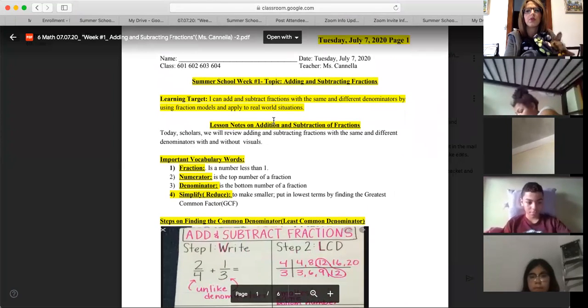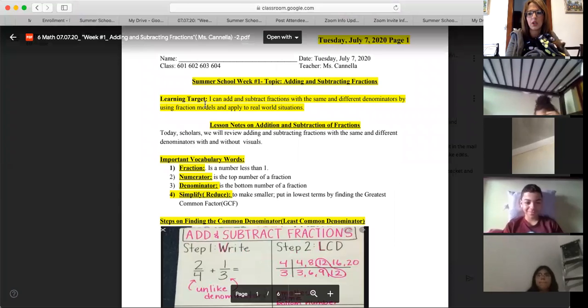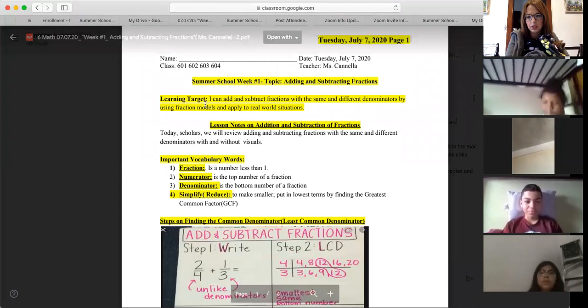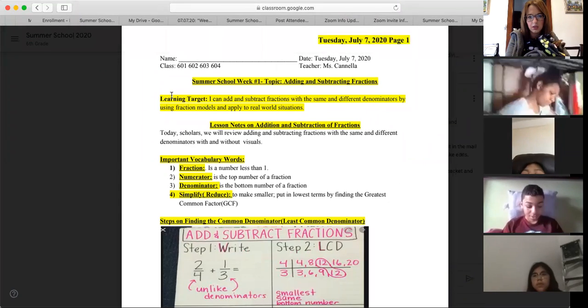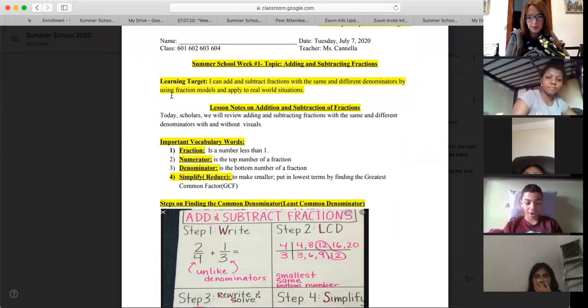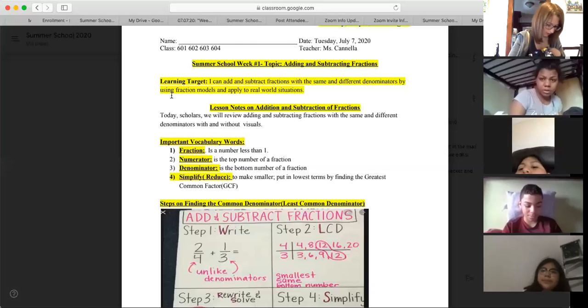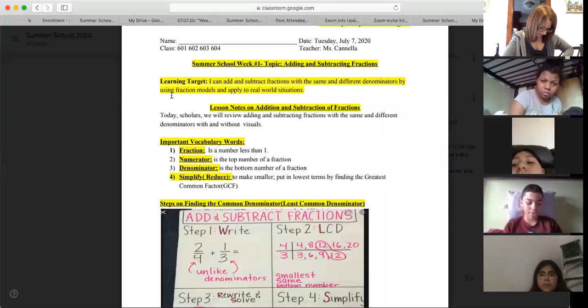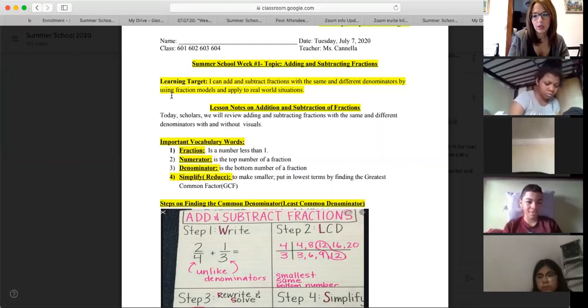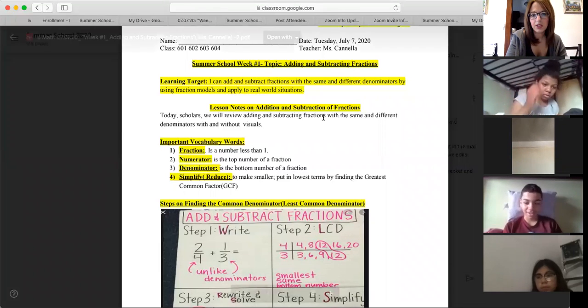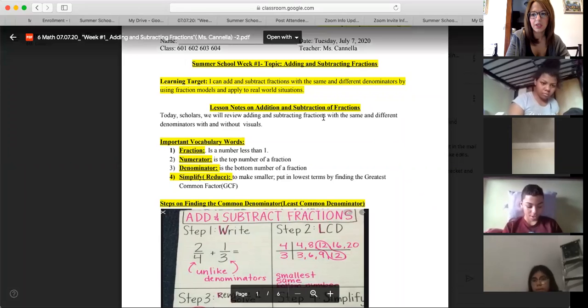All right. Let's start with Mr. Lorenzo Cruz. I need you to read me the learning target, please. I can add and subtract fractions with the same and different denominators by using two real-world situations. Okay. So right, we're going to be adding and subtracting fractions with the same and different denominators.